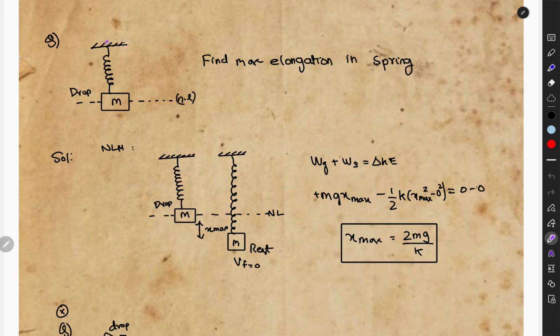So basically we have a block connected to a spring and it is going to drop when it is at the natural length. When it drops, I can tell that it goes to x max. Again, the x max is not the position where it is going to be in equilibrium. Okay, it goes like this and comes back to the equilibrium position, which is definitely its natural length, right?